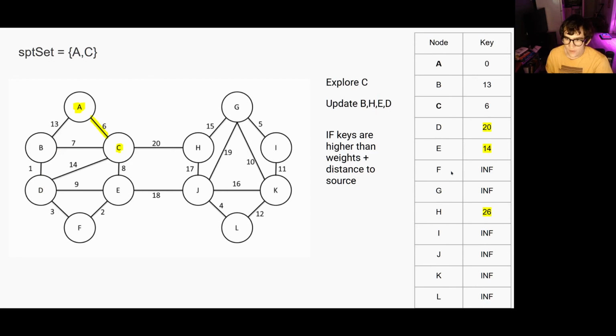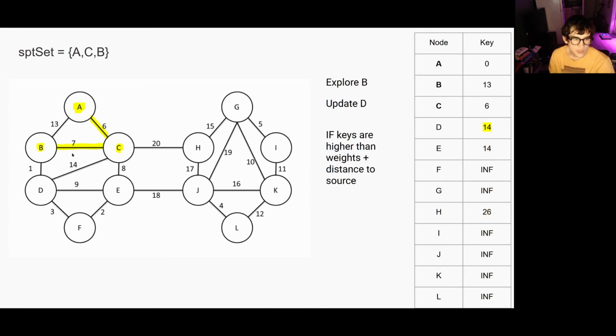Okay, so it looks like all of these values were updated accordingly. Again, we don't need to update B since it's already 13. If we consider the next lowest weight, we can see B is obviously the lowest one, so we'll explore that next. And then the only neighbor we would then need to explore is D.